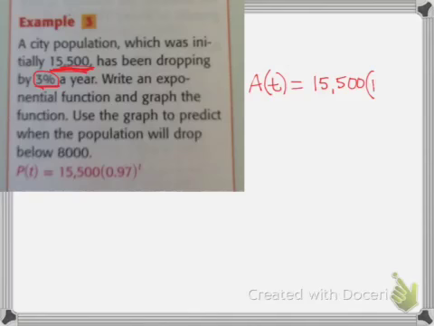It has a decline in value because there's less people. It says it drops by 3%. And when I convert that 3% to a decimal, it looks like that. And I'm going to raise it to the t. You'll notice the answer here is given to us. And all they've done is they've simplified that 1 minus the 0.03.